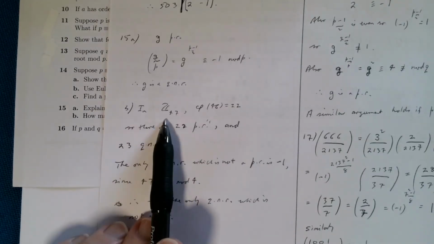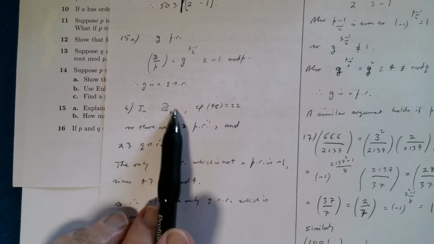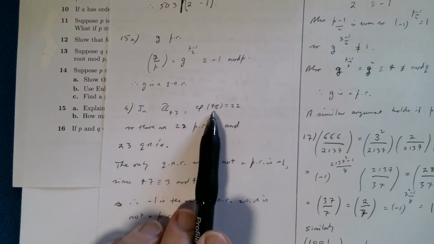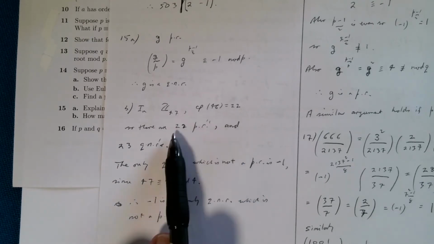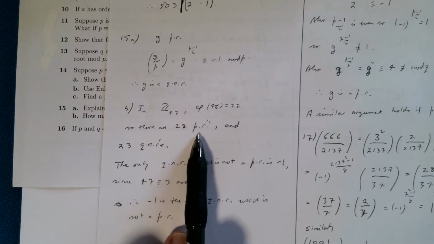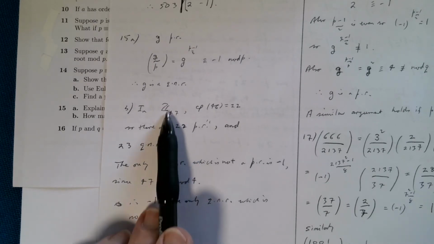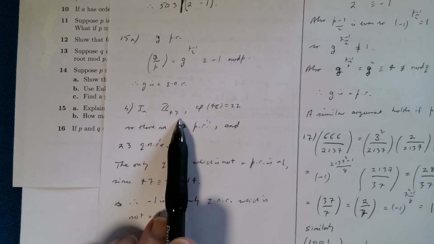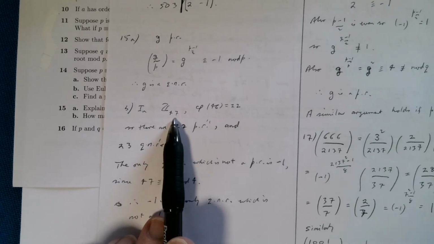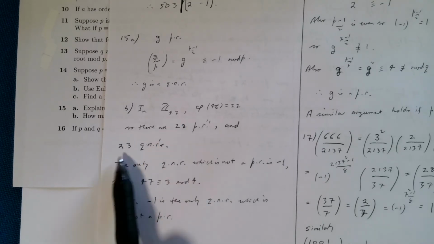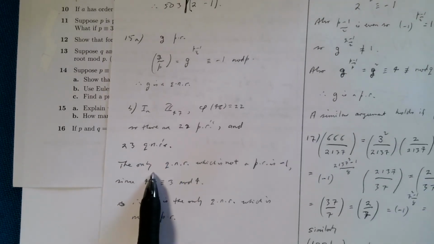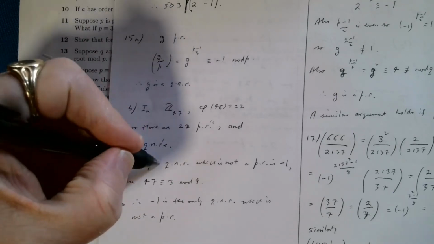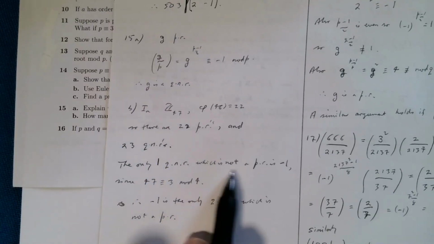Now in Z47, the number of primitive roots is phi(46), and phi(46) happens to be 22. So that means there are 22 primitive roots in Z47. And of course, p minus 1, taking out 0, you get 46 non-zero numbers. Half of them are squares and half are non-squares. So there are 23 quadratic non-residues. So there's only one quadratic non-residue which is not a primitive root.